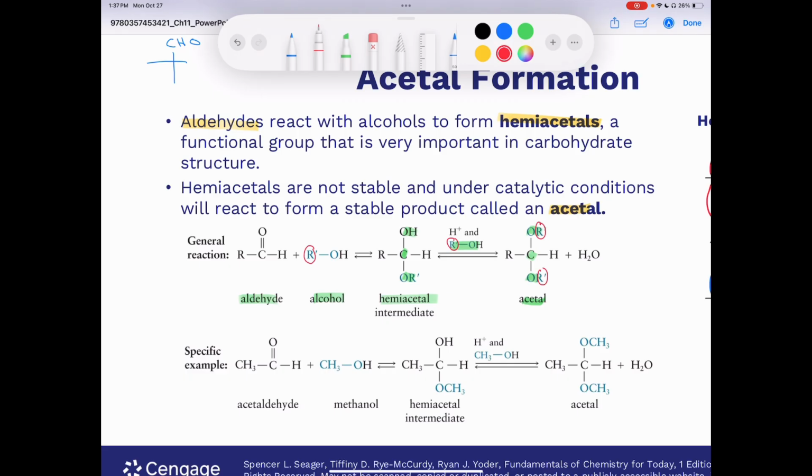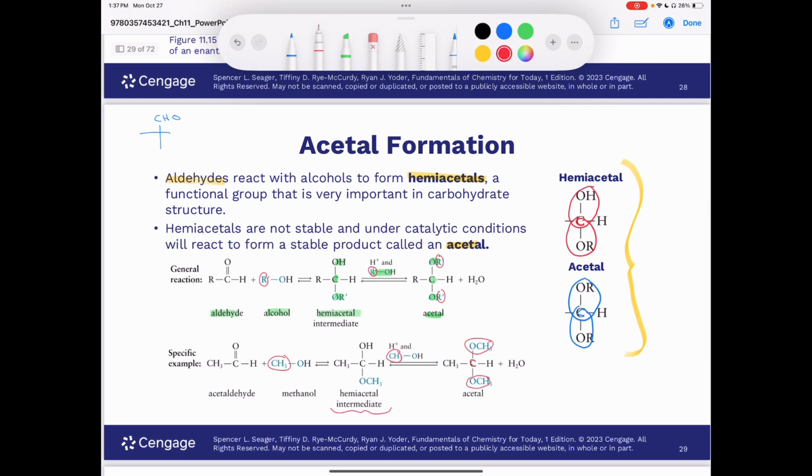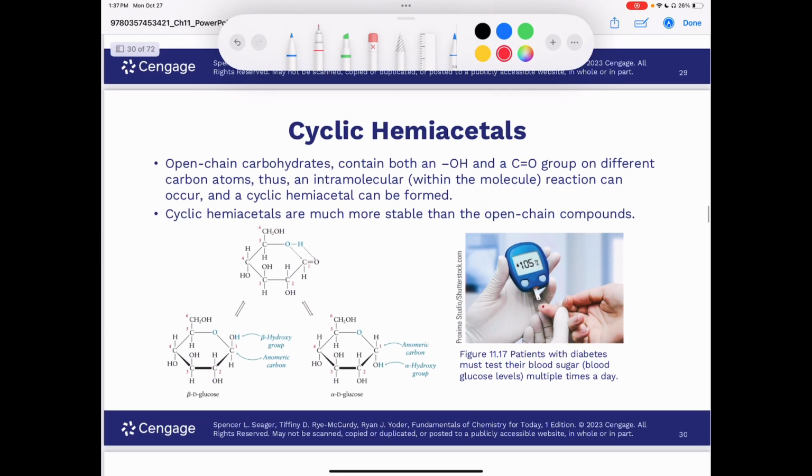So here's a specific example. If we take acetaldehyde and react it with methanol, first we get the hemiacetal intermediate shown here. But then if we react it with a second molecule of methanol, you can see you have your carbon here, and it has an OR group here and another OR group here. And the R group is a methyl group that comes from methanol. So now you know acetals and hemiacetals.